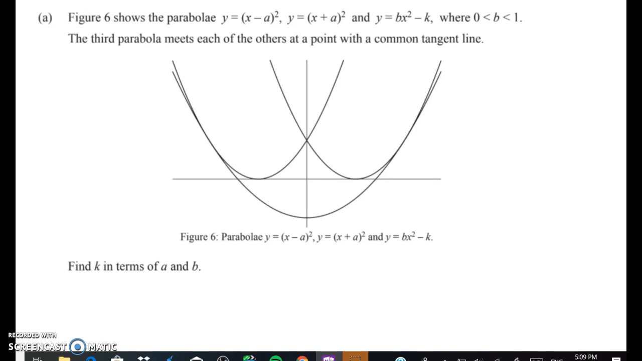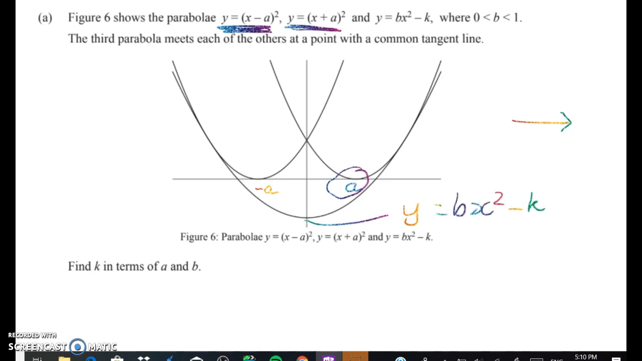So we've got 3 parabolae here. The first thing to do obviously is to figure out which one is which. So we've got this one here, which is our basic parabola translated a units that way. So this parabola here is the first one. The next one is the basic parabola translated left by a units, so it's there. And this last one here is y equals bx squared minus k, right? So it's got a stretch factor, an outwards stretch factor, and then it's been shifted downwards by k units.